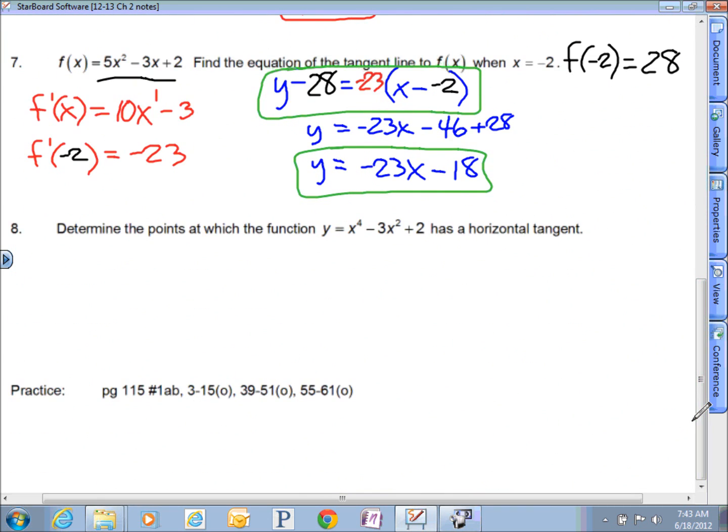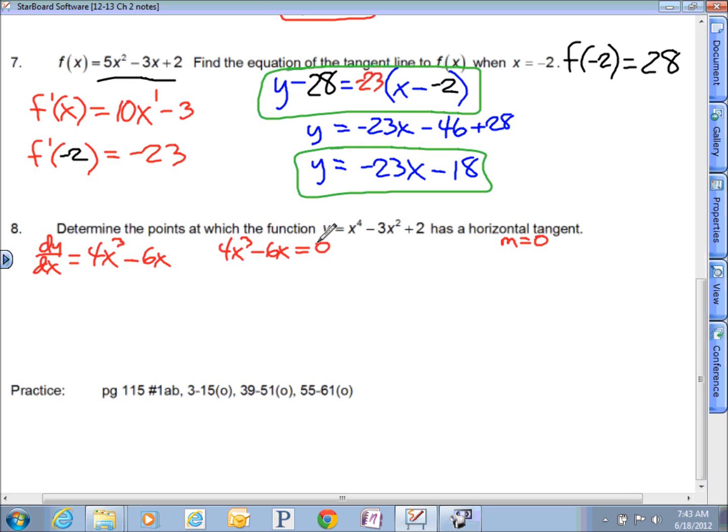So horizontal tangents. I'm going to start off with my derivative. So my derivative, dy over dx, is 4x cubed minus 6x plus 0. There's my derivative. Now, if we're going to have that horizontal tangent, we want our slope to be 0. So we're going to take this derivative and set it equal to 0. So let's take 4x cubed minus 6x and set it equal to 0.